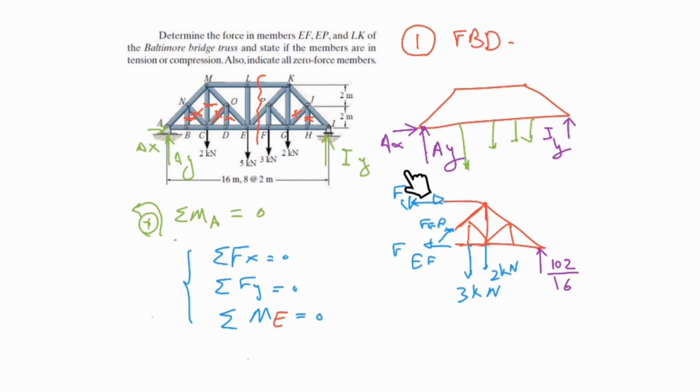After that, which one of these equations do you choose? I would say sigma of y is a better one. Why is that? Because this is the only unknown which has some projection in y direction. These two are not contributing in y direction. We can solve this and find this. And after that, sigma of x.